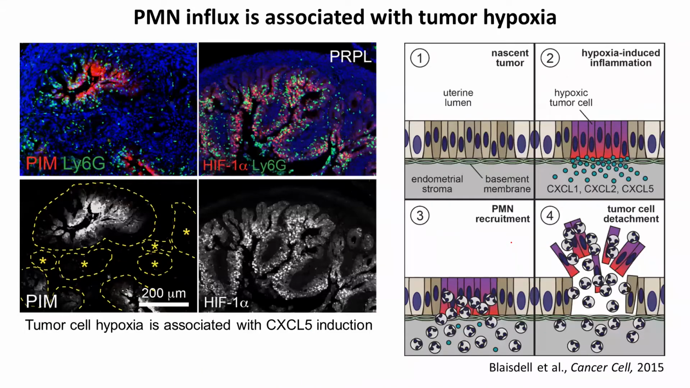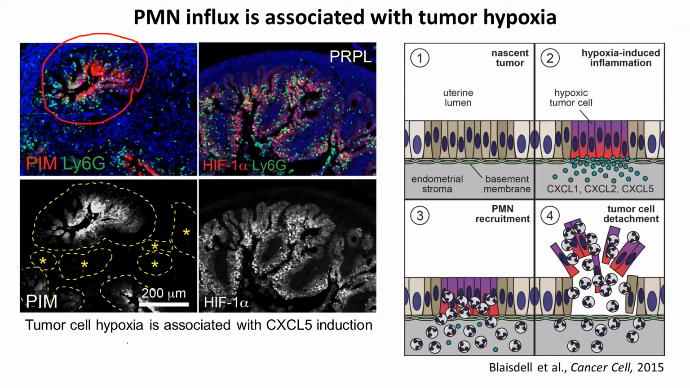We found using this model that the PMN influx was strongly associated with tumor hypoxia. As you can see here, indeed, neutrophils in green strongly colocalized with the HIF1 alpha stabilization. Moreover, we also found that neutrophils colocalized with the more hypoxic areas, as you can see here with the staining with pimonidazole. Pimonidazole is a chemical reagent which will covalently bind the more severely hypoxic cells and which will be revealed by immunohistochemistry.